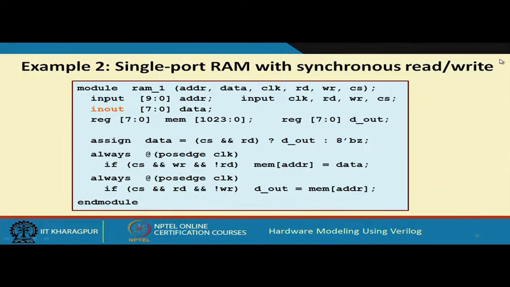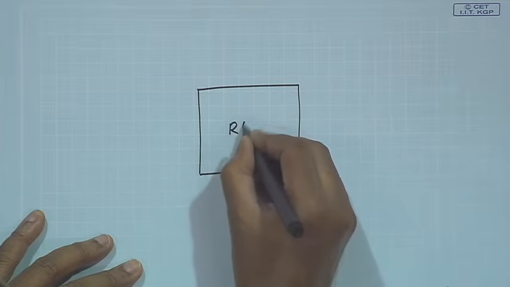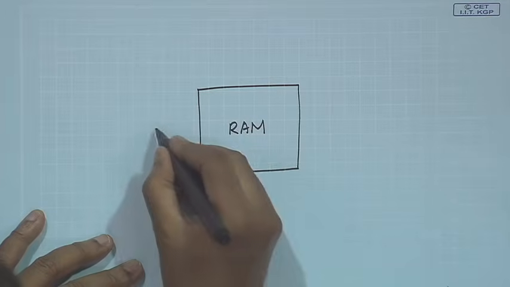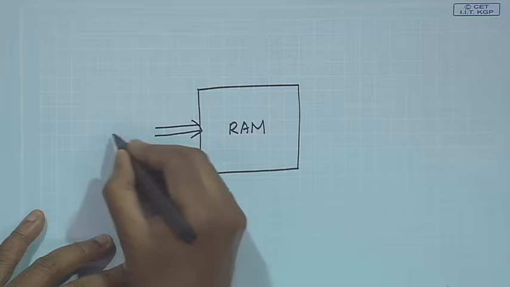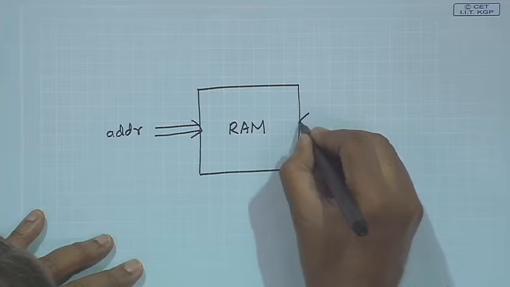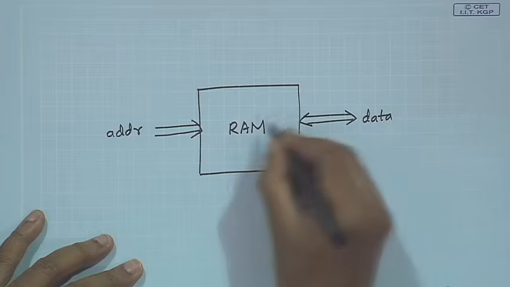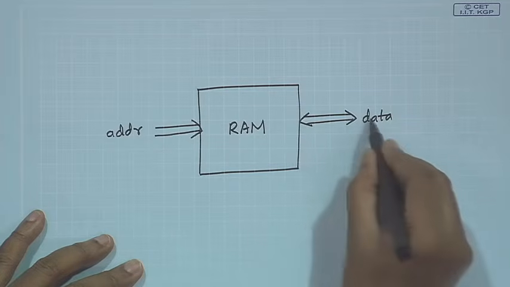Okay, here there are some examples. This is an example module declaration where we have used a single port RAM with synchronous read and write. What does this mean? This means we are trying to design a random access memory which can be both read and written. Here I am assuming that there are some address lines which we call ADDR, and some data lines which we are assuming to be bidirectional. That means I can either write into the RAM or read from the RAM over the same lines.